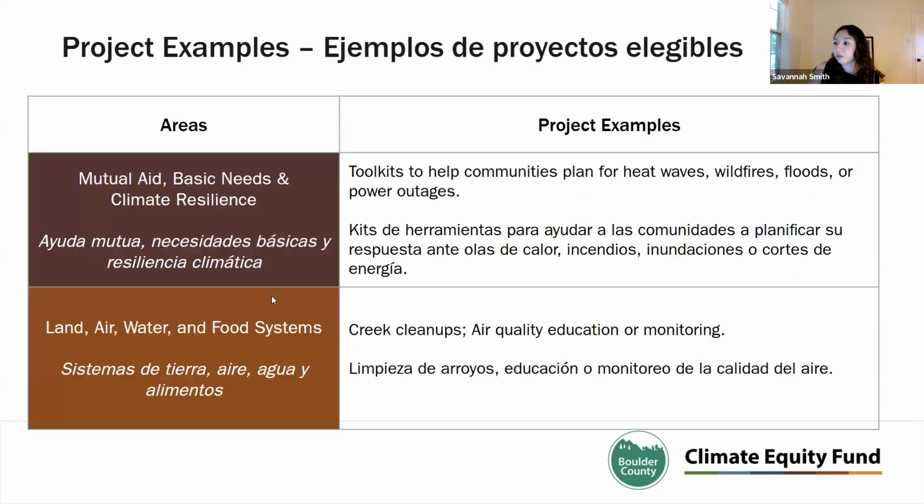And a couple of more examples include mutual aid, basic needs, and climate resilience, as well as land, air, water, and food systems. And a couple of examples that would fit under these categories include toolkits to help communities plan for heat waves and creek cleanups.